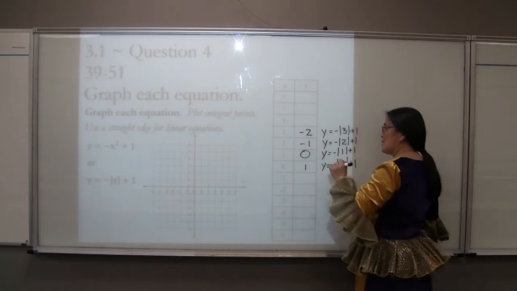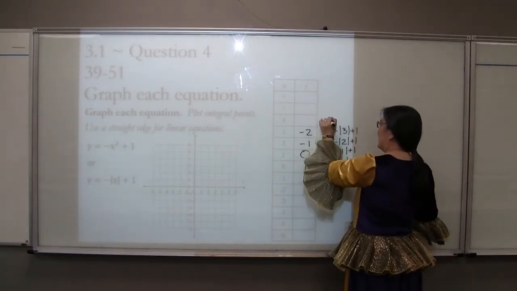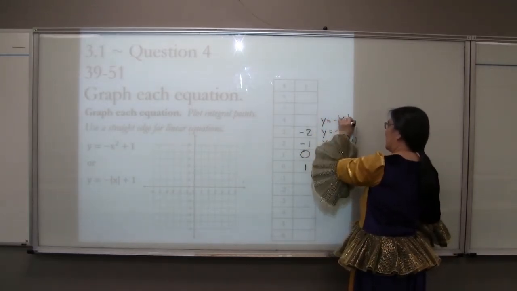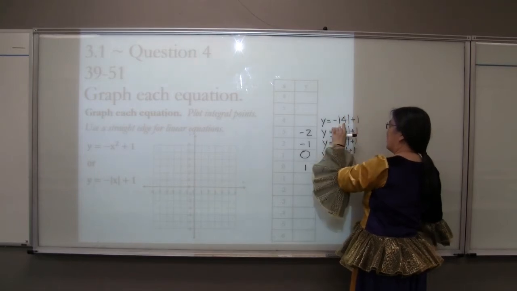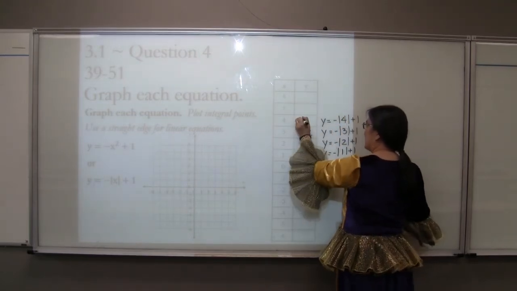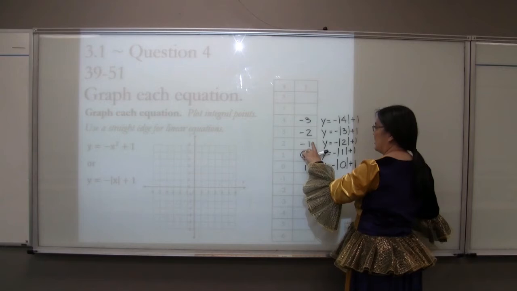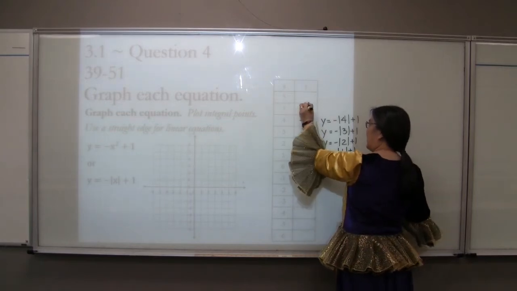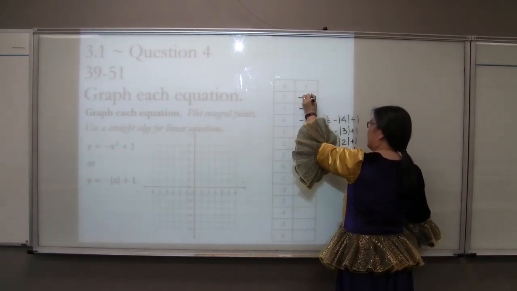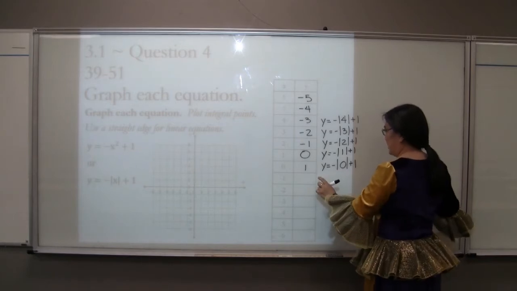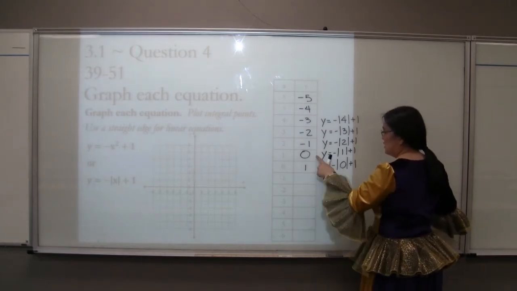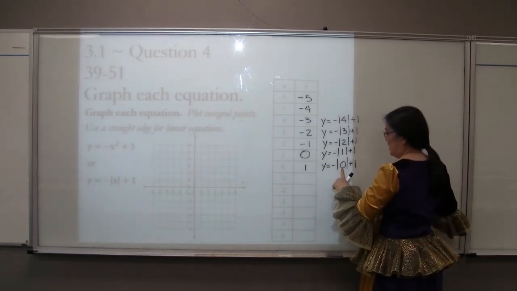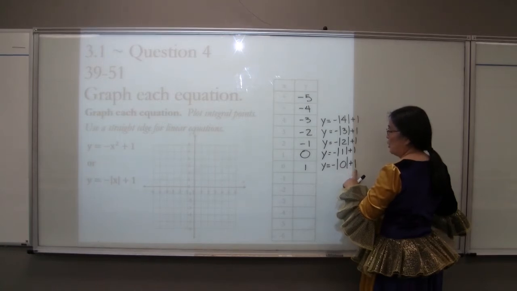Hey, I feel like I'm starting to see a pattern here. 4, negative 4 plus 1 is negative 3. It goes 0, negative 1, negative 2, negative 3. It's going to go negative 4, negative 5. Now let's go in the other direction. This one gave us a 1.